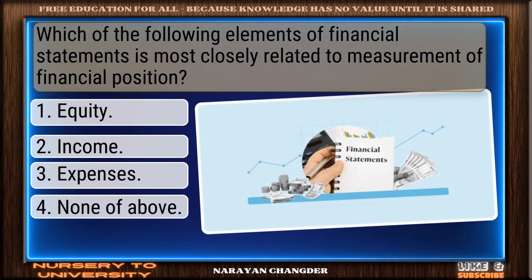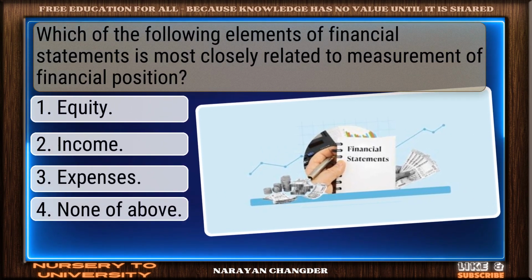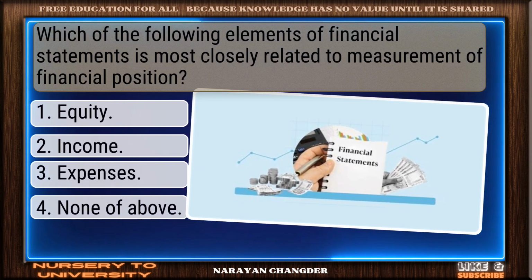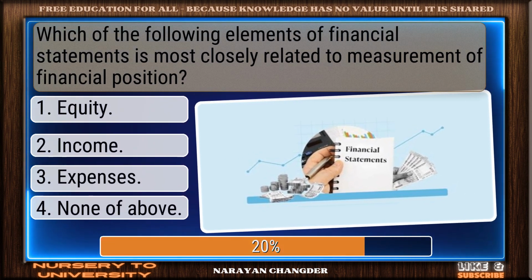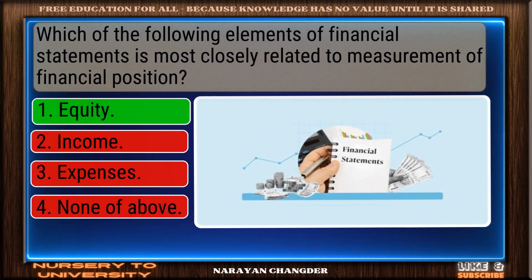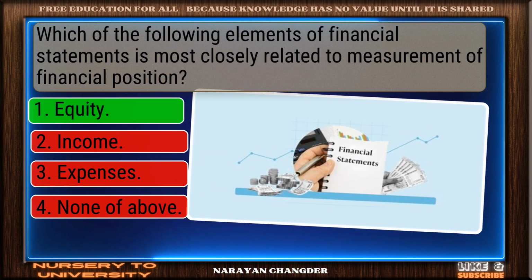Which of the following elements of financial statements is most closely related to measurement of financial position? Exactly. Equity makes sense and it is the right choice.